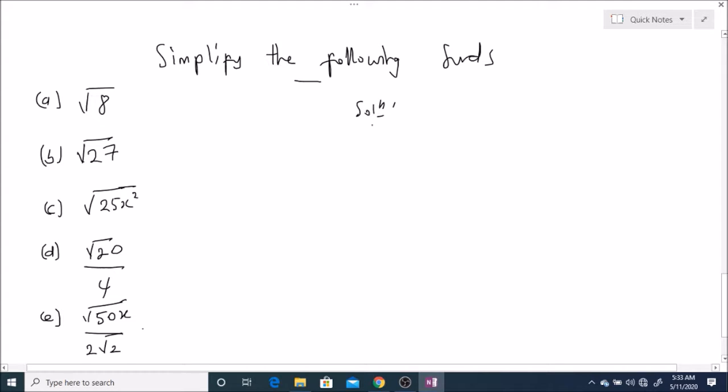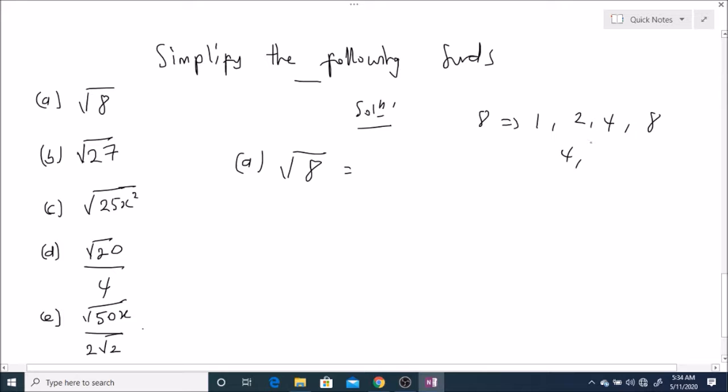Solution: A, root of 8. So to simplify the surd root of 8, you write the factors of 8. The factors of 8 are 1, 2, 4, and 8 itself. Out of these factors, you pick two numbers that when you multiply, you get 8. But of the two numbers, one must be a perfect square number. In this case, you see that 4 is the perfect square number. So you choose 4.